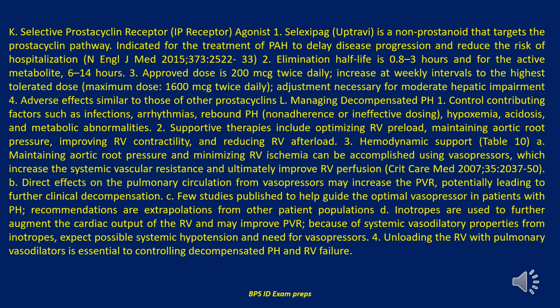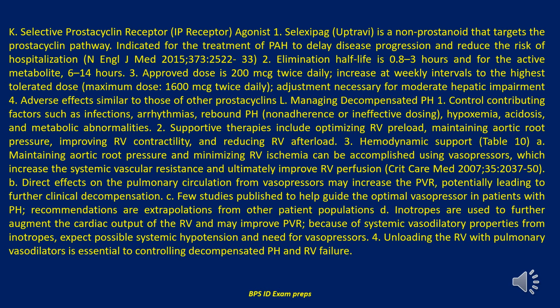We will now discuss managing decompensated pulmonary hypertension. 1. We should control contributing factors such as infections, arrhythmias, rebound pulmonary hypertension, non-adherence or ineffective dosing, hypoxemia, acidosis, and metabolic abnormalities. 2. Supportive therapies include optimizing RV preload, maintaining aortic root pressure, improving RV contractility, and reducing RV afterload. 3. Hemodynamic support is illustrated in Table 10.